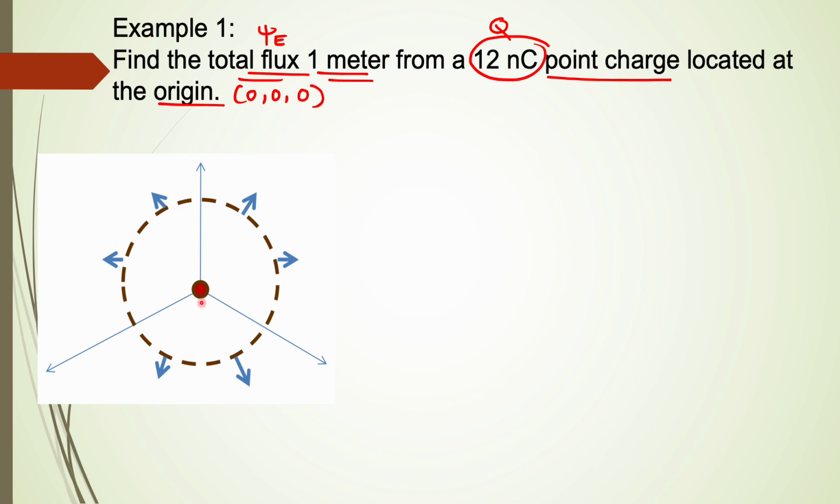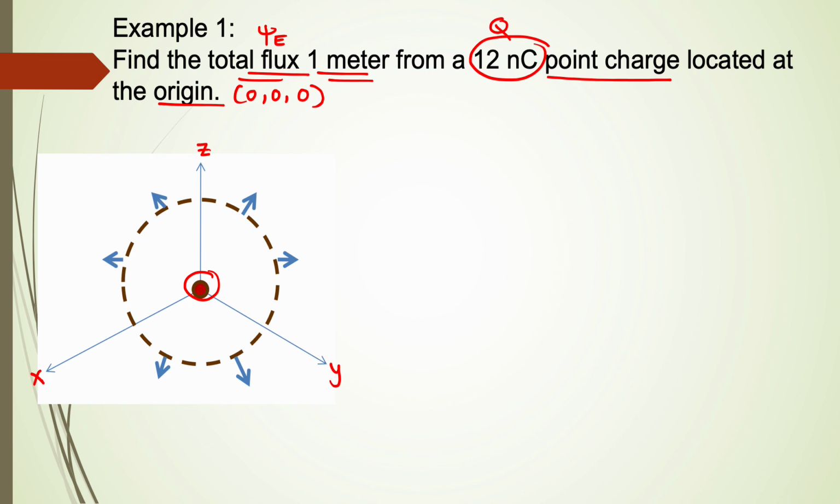The diagram is going to look as such. This is going to be the x-axis, y-axis, and z-axis, and this is going to be our electric source. So we need to find the total flux 1 meter away.